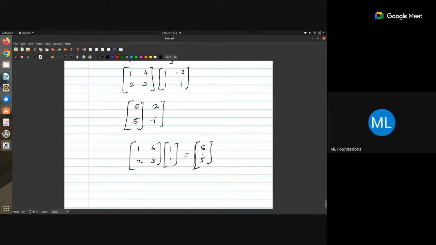5 5, that 5 is the eigenvalue. No, it's okay, don't worry about the eigenvalue. I'm just showing you the matrix multiplication. What is this? Correct, 5 5, this is A.